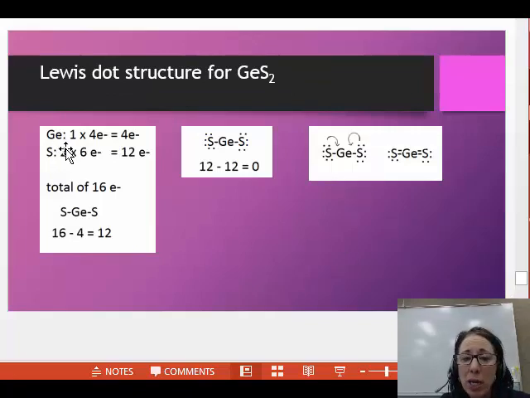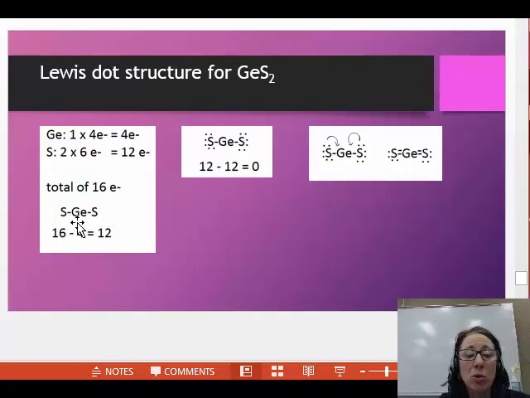There is one germanium atom in the molecular formula, and germanium has four valence electrons. There are two sulfur atoms in the molecular formula, and each sulfur atom contributes six valence electrons for a total of 12 valence electrons from the sulfur. We have a total of 16 valence electrons to work with.